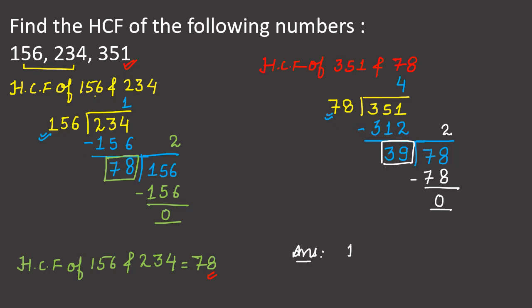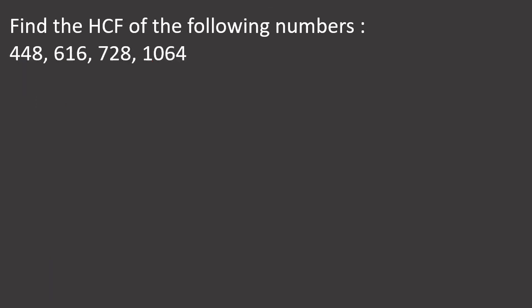Therefore, answer is HCF of 156, 234 and 351 is equals to 39. In the next question, four numbers are given to us: 448, 616, 728 and 1064.